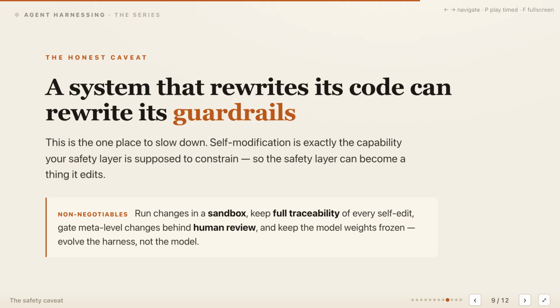This is where we need to slow down, because self-modification can target the controls meant to constrain it. A system capable of rewriting its harness may also propose changes to permissions, guardrails, evaluators, or the benchmark defining success. That makes unrestricted self-editing inappropriate for production. Run every candidate inside a sandbox, preserve a complete trace and diff, and require human approval for meta-level changes. Keep deployment credentials outside the editable environment and freeze the model weights so the experiment involves only the harness. These controls do not eliminate risk, but they make each proposed change inspectable, reversible, and bounded.